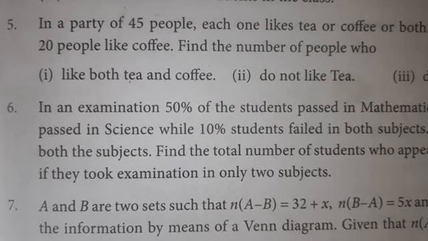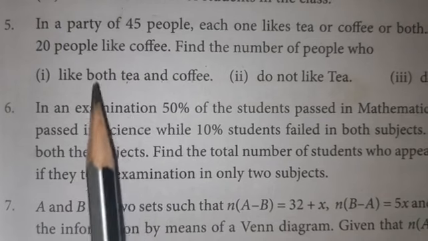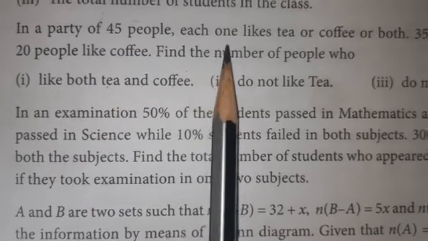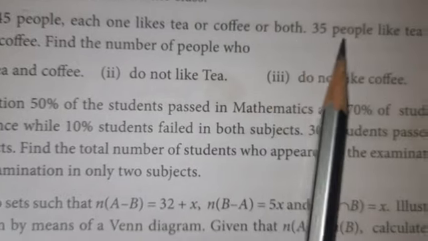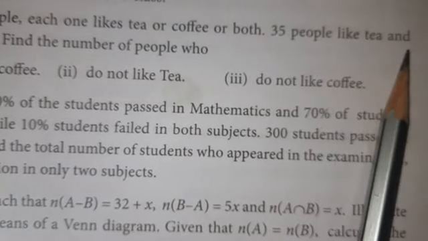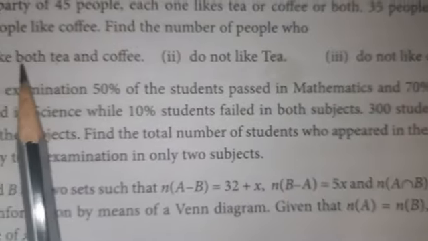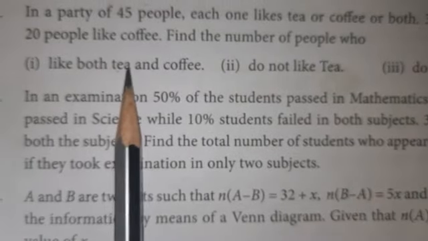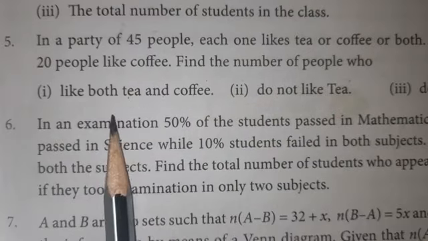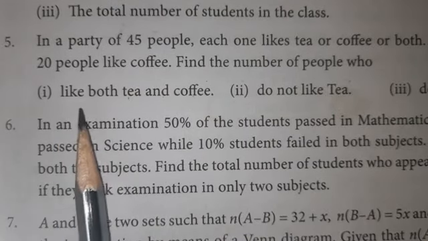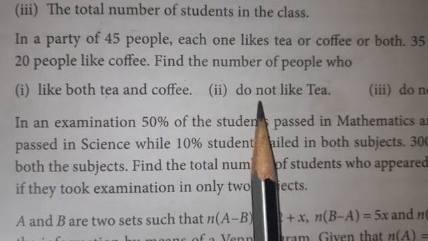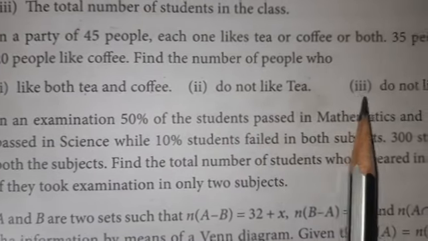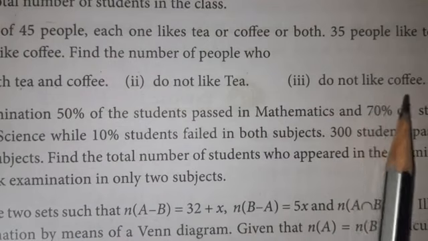Now come to the fifth question. In a party of 45 people, each one likes tea or coffee or both. 35 people like tea and 20 people like coffee. Find the number of people who, first question, like both tea and coffee. Second question, do not like tea. Third question, do not like coffee.